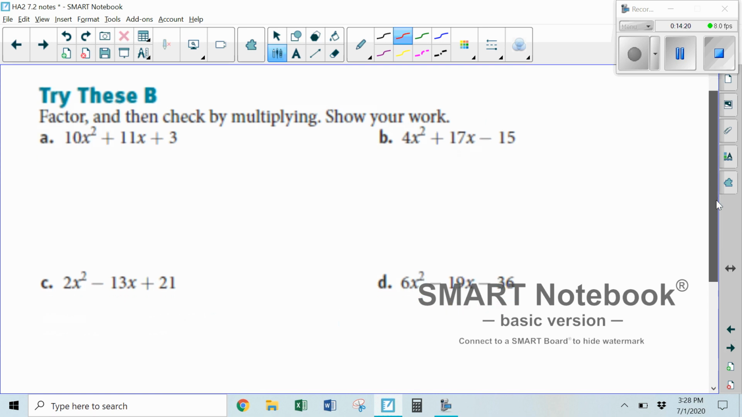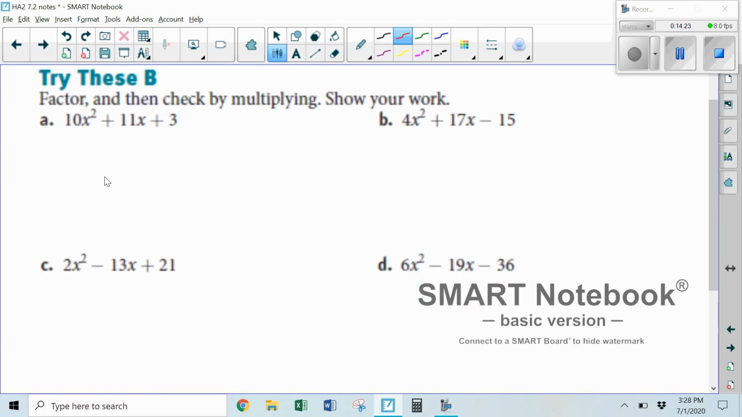Like I've been saying, we have done this in Algebra 1, so you should be somewhat familiar with these. They are more difficult than the ones we did earlier in the lesson. So maybe pause the video and give them a try, and then unpause it when you're ready to hear the answers.